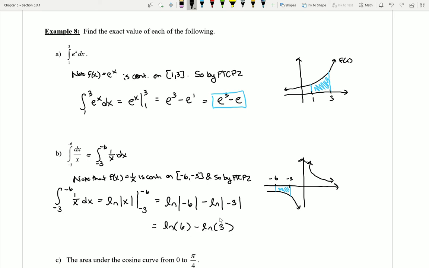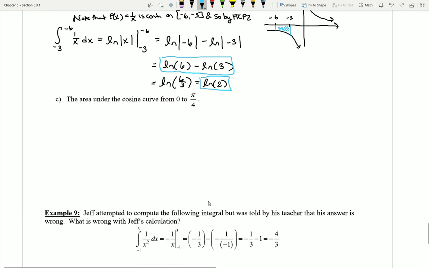So here is my exact area. Now, of course, if you're a big fan of those natural log properties we discussed earlier in the semester, you could rewrite this as natural log of 6 over 3, which is equivalent to the natural log of 2. Now, I wouldn't really care which one of these values you stopped at. That's not super important for the moment. But both of these, of course, do represent that exact area.